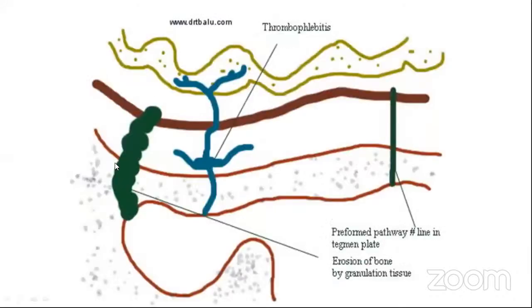These are the different pathways of spread they are showing. This is erosion of bone by the granulation tissue. This is the emissary vein that can directly spread into the sinus. And also this is the preformed pathway in case of a fracture line. If there is a fracture line, only fibrosis happens, so there is no complete closure. That also forms a pathway.